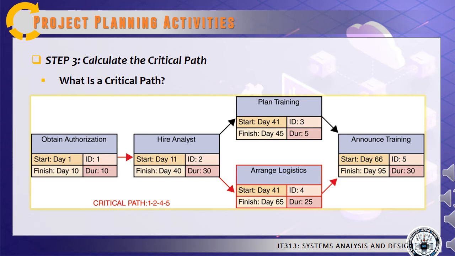In contrast, task 3 has slack time and could be delayed up to 20 days without affecting task 5. Slack time, as we define it, is the amount of time that the task could be late without pushing back the completion date of the entire project. Tasks 1, 2, 4, and 5 represent the critical path, which is highlighted with red arrows.